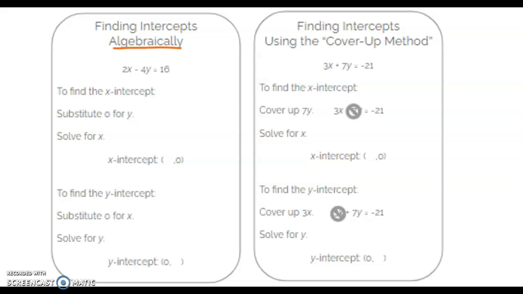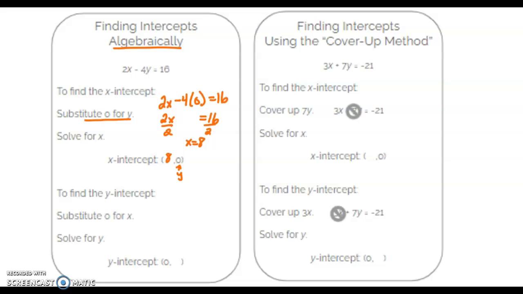To find the x-intercept, you substitute 0 in for y. So we would have 2x minus 4, but put a 0 in where y is. That's what it says right here: substitute 0 in for y. Now solve for x. Negative 4 times 0 is 0, so that term goes away, and you have 2x equals 16. Divide by 2. We get x equals 8. So when we plug 0 in for y, we get 8 for x. That's one of our intercepts.